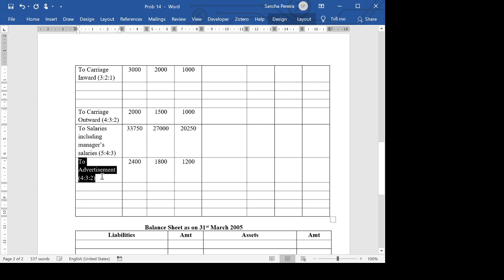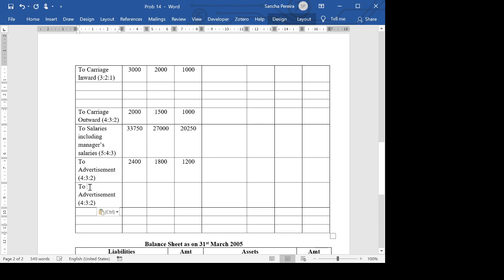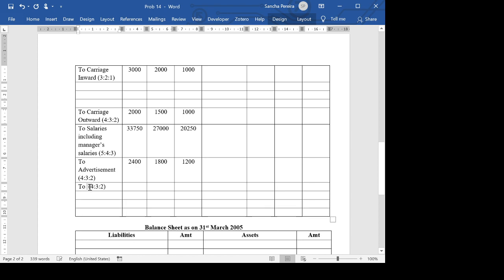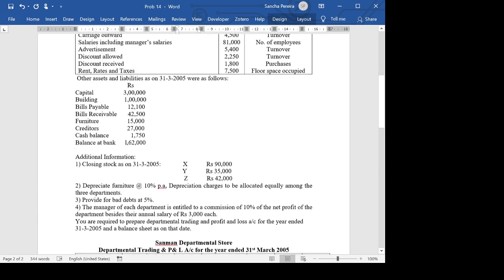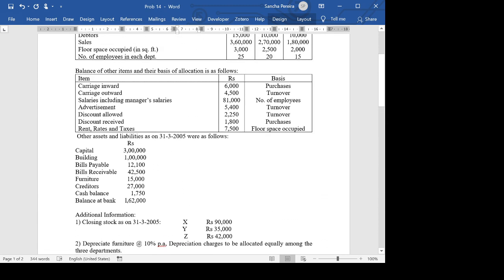Discount allowed is always on your sales. Turnover basically is your sales. So discount allowed based on sales, you'll get 1,750 and 500. 2,250 is the total discount allowed.